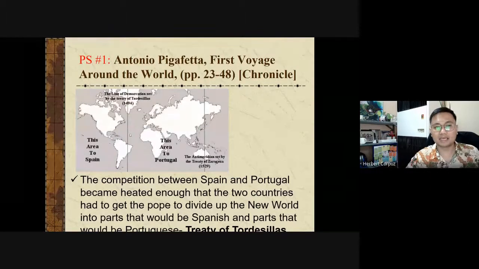Ang naging demarcation line ay dito sa may international dateline. Yung tawag natin international dateline na yon. Okay? So yan ang naging demarcation line ng pagkakahati noong lugar o pagkakahati ng daigdig para sa Espanya at para sa Portugal. Okay? So kung titignan natin, originally, Philippines is supposed to be for Portugal. Pero paano nangyari na ang Espanya, okay, ang nakarating sa Pilipinas at hindi ang Portugal? Okay, titignan natin yan as we are to discuss this primary source on Pigafetta's first voyage around the world.